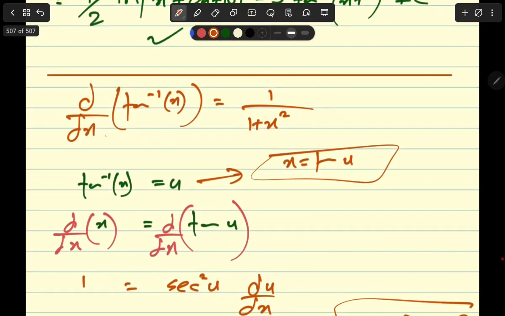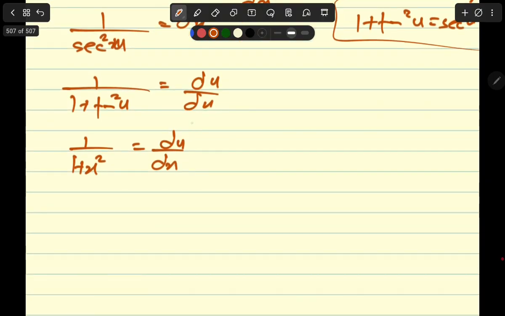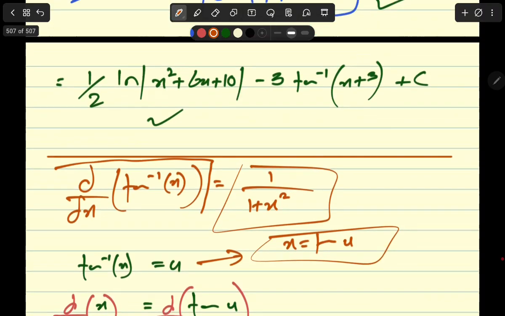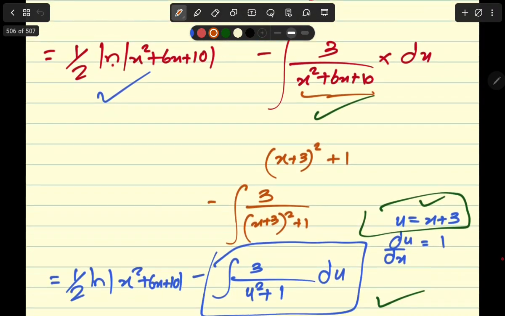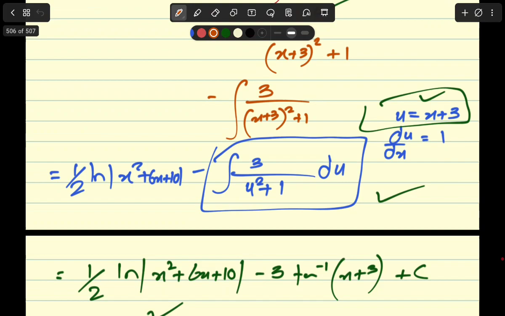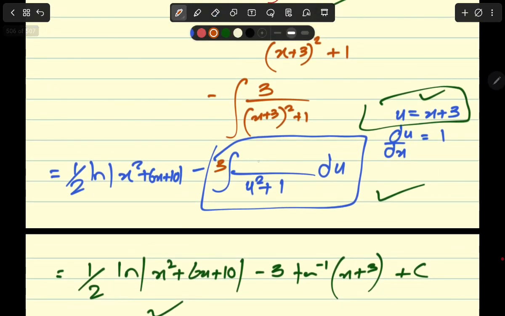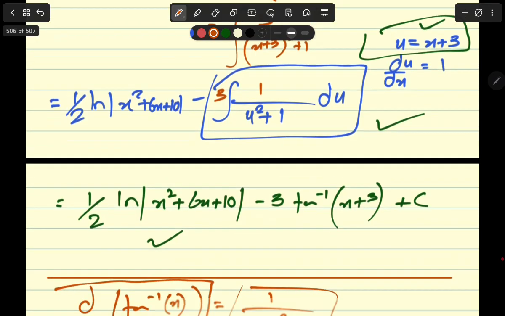So hence we showed that the differential of u, and u was tan⁻¹ of x, so in place of u I'm going to write tan⁻¹ of x, is nothing but 1 upon 1 + x². Can you see? So when we had 1 upon u² + 1, if I took this 3 outside, if I put it here, now I have 1 upon u² + 1. So this is nothing but tan⁻¹ of u.